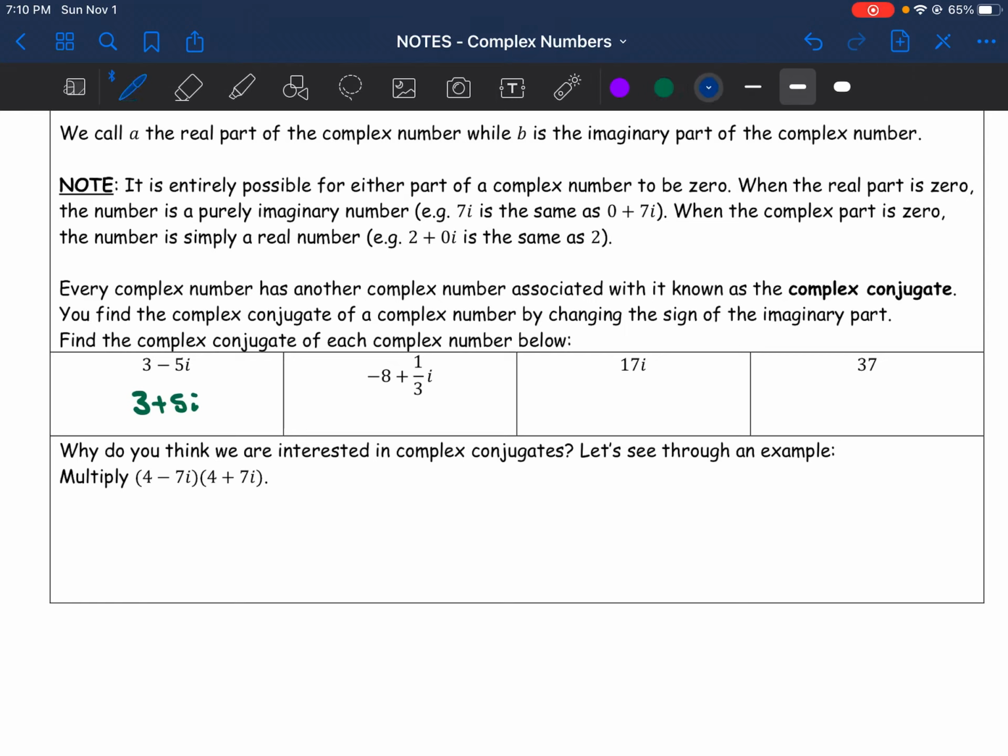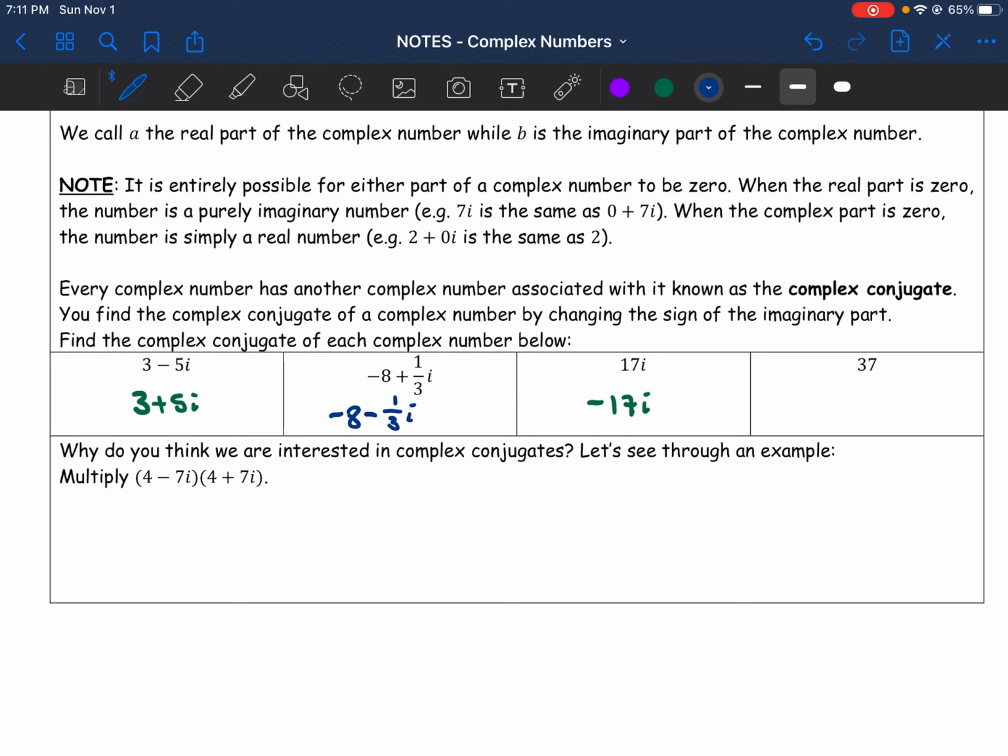In the second example, we want to find the complex conjugate of -8 plus 1/3 i. Well, again, let's go ahead and change the sign of the imaginary part. So we will have -8 minus 1/3 i. Once again, notice we are not changing the sign of the real term, only the imaginary term. In our third example, let's find the complex conjugate of 17i. Well, notice that 17i is the same as 0 plus 17i. So to find the complex conjugate, we would have 0 minus 17i, or simply just -17i.